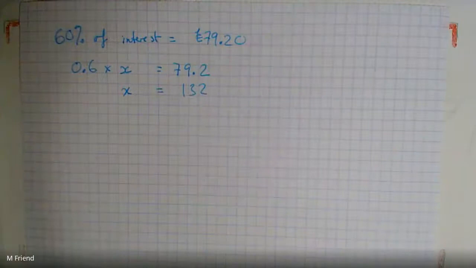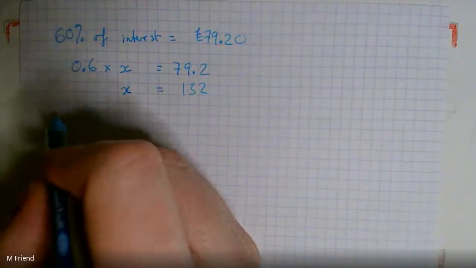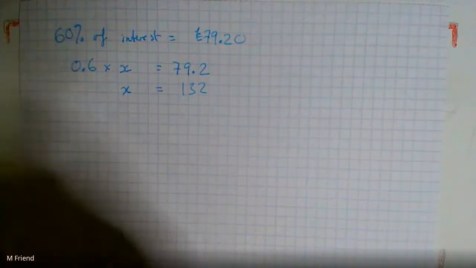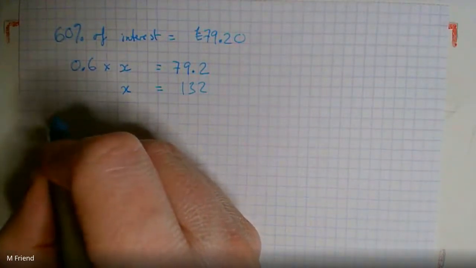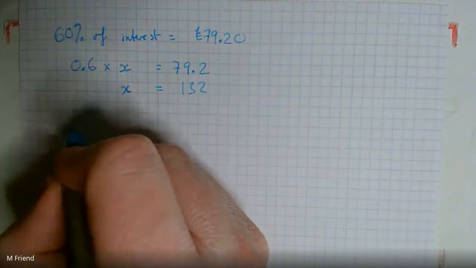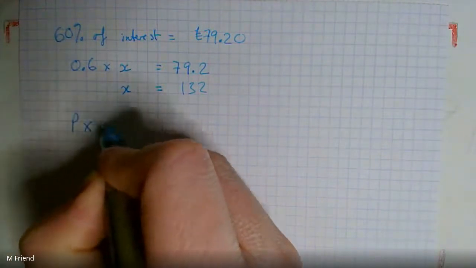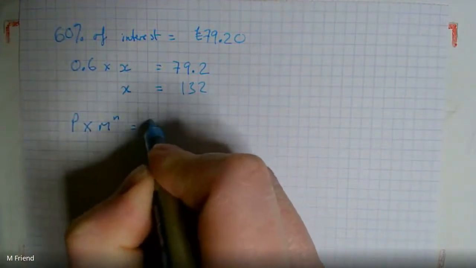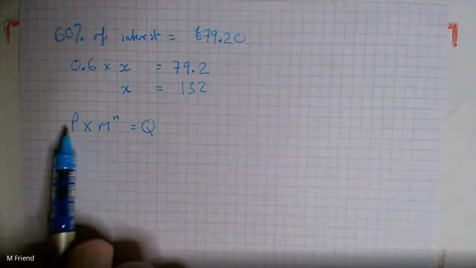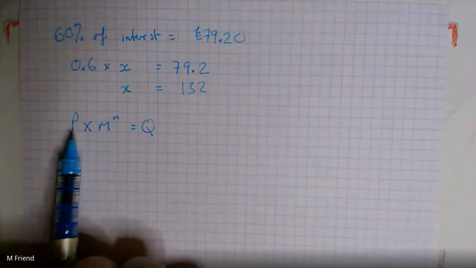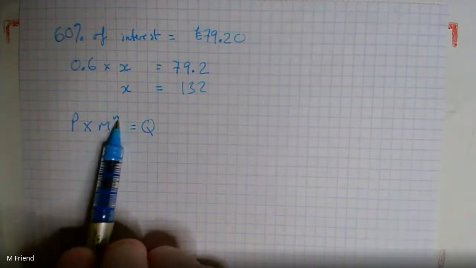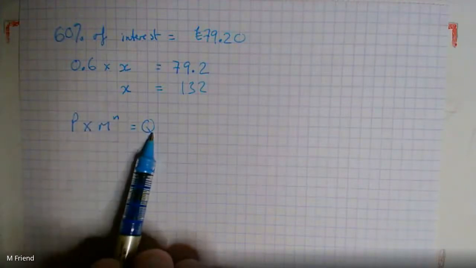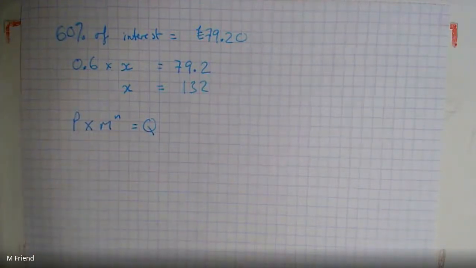Okay, so now recall, the original amount of money he put in was 5,500. So if I'm using my formula, P times M to the N equals Q, where P is the amount of money you start with, M is the multiplier we use for the increase or decrease, N is the number of times you want to do the increase or decrease, and Q is what you end up with, I actually know quite a lot of information now.